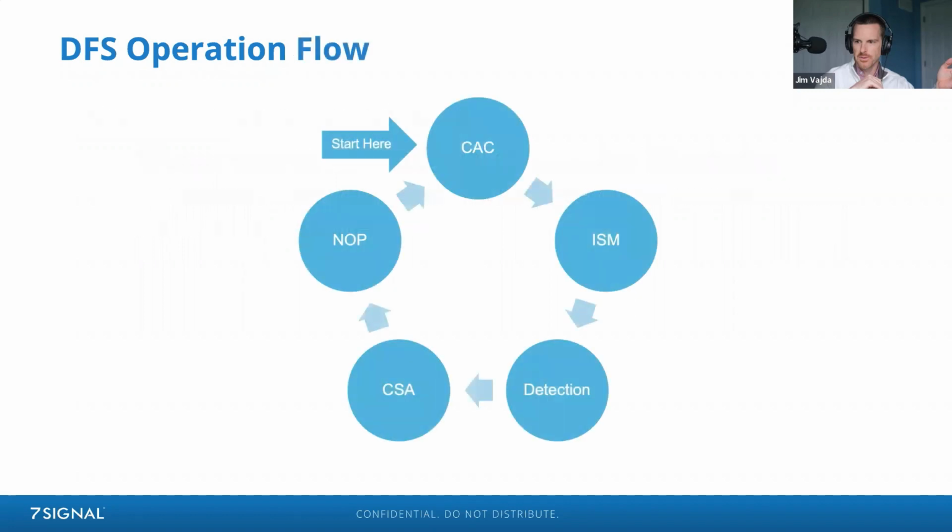So the whole flow kind of looks like this. We've got the channel availability check. We go into an in-service monitoring mode. If there's an event, then we may transmit a channel switch announcement and go to a different channel. And then we have to observe the 30-minute non-occupancy period before we go back to the original channel, if so desired, which requires starting all over with the channel availability check.